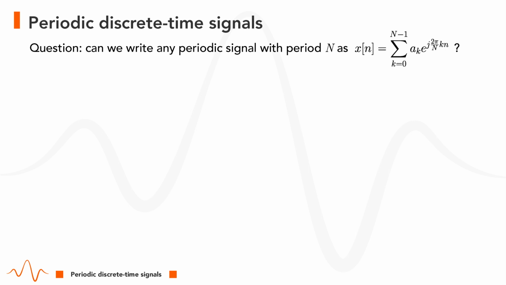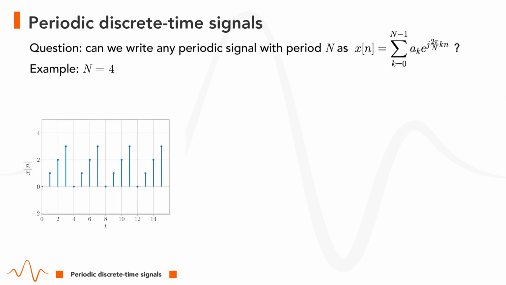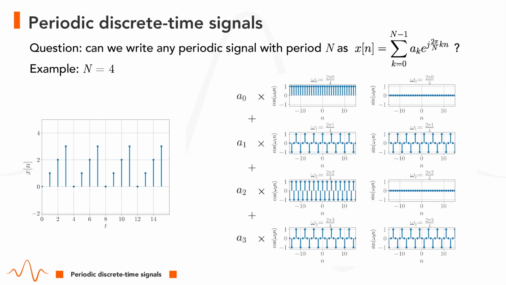Given an arbitrary periodic signal, can we then write it as a linear combination of these capital N complex exponentials? In other words, can we find the coefficients ak, the multipliers of these capital N complex exponential signals, so that when we multiply these complex exponentials by ak and then add the resulting weighted complex exponentials, we get the original signal?